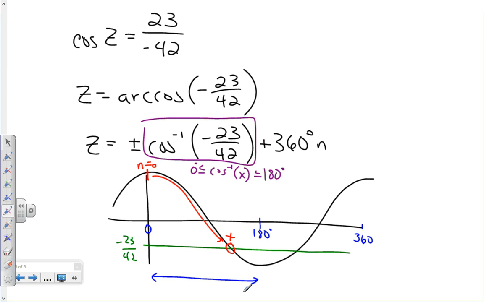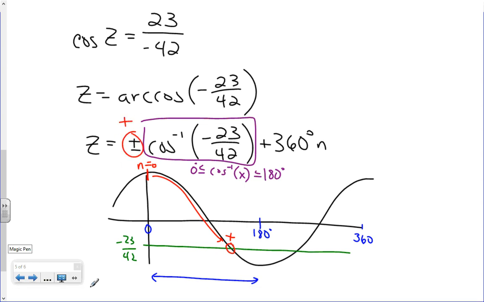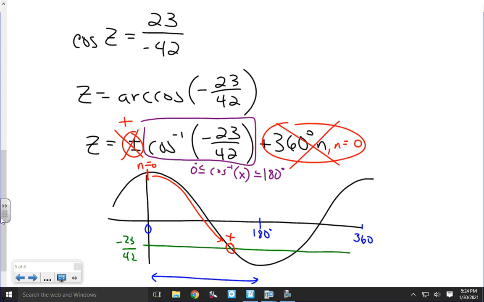Which, if that's the case, then I always know that I'm going to pick the positive choice here, and I'm always going to let n equal 0 to get an answer between 0 and 180. So if I'm solving these problems for finding angles in a triangle, I don't have to worry about the plus or minus, or the plus 360n anymore. I'm always going to pick the positive choice for cosine inverse and n equals 0. So we can shorten our work a little when solving these problems to find an angle in a triangle.